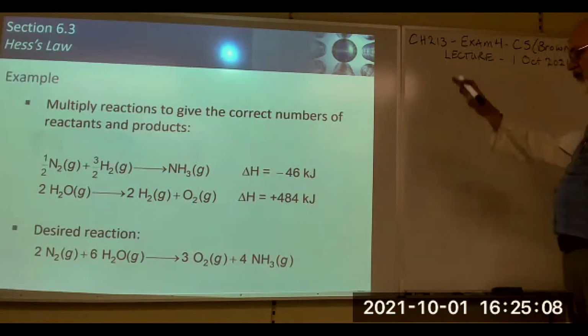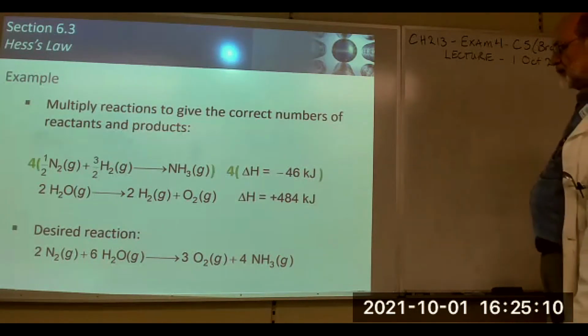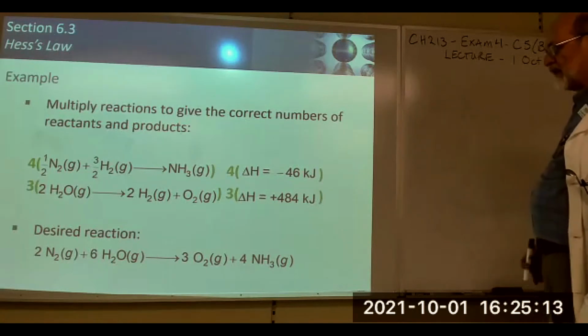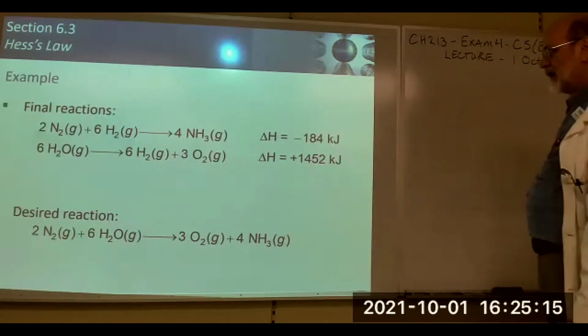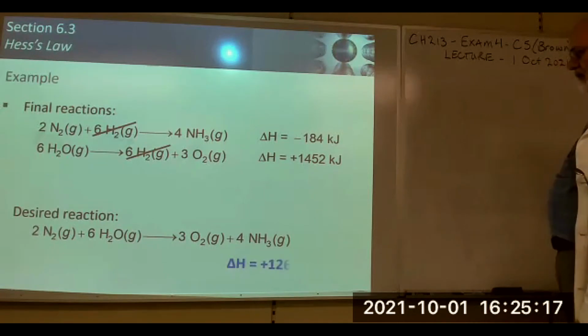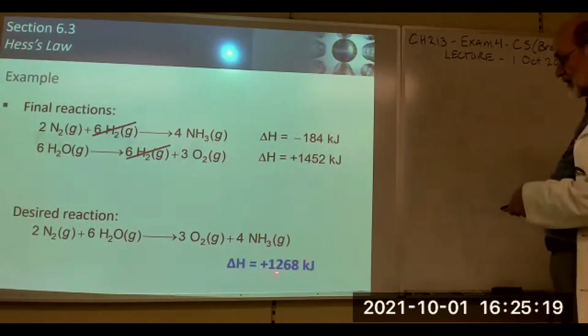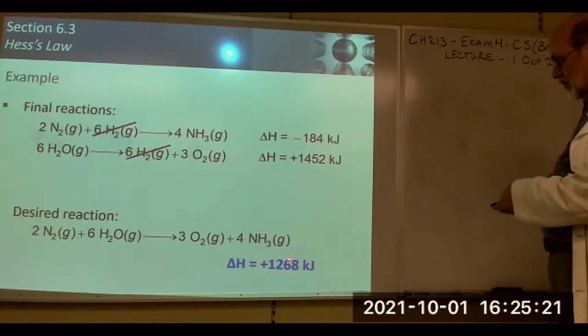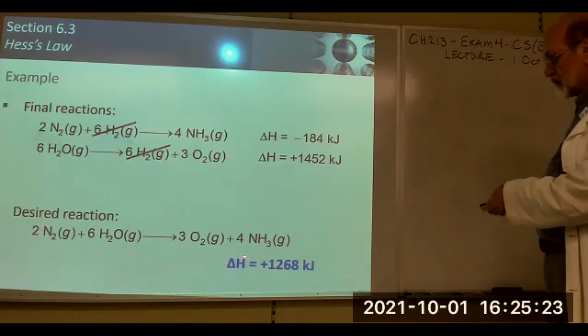So that's what we've done here. Whatever's required, multiply these by constants, then add them together. And once you do that, you can add up these values and you end up with that value for this reaction.